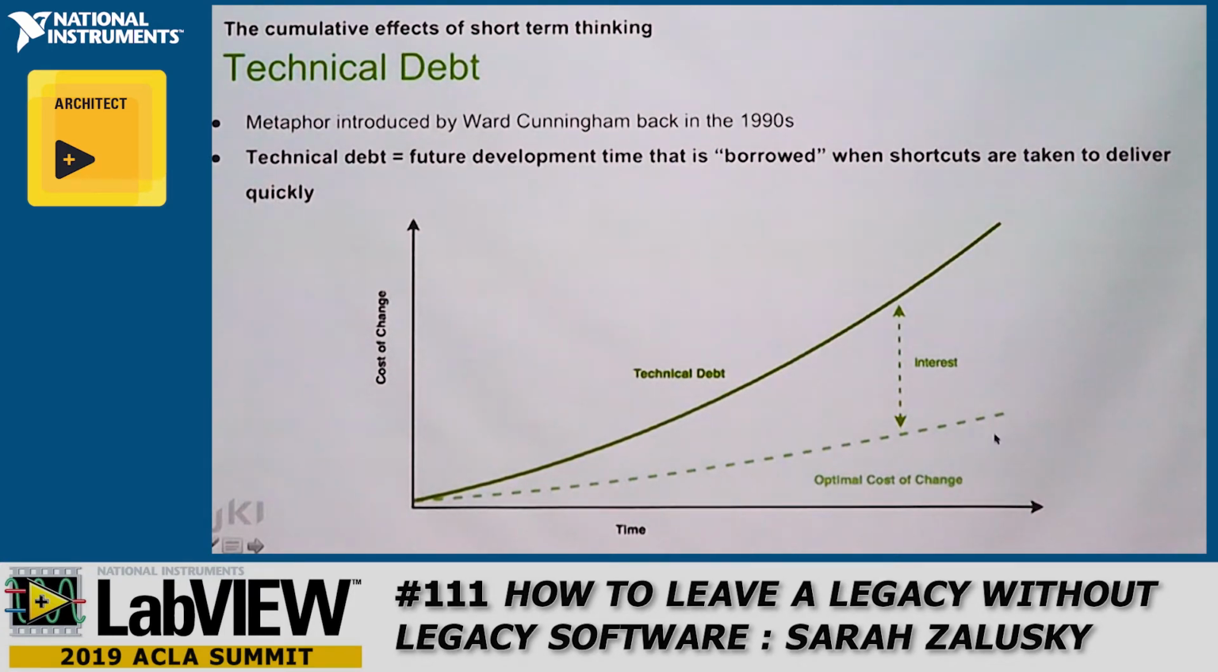We have this lower curve, which is the optimal cost of change. And this is assuming that our code is well factored, it's been well maintained. There's still some increase in complexity over time because we're adding more features to the software. The code base is getting larger. But then this upper curve is what happens when we have accumulation of technical debt. This y-axis is the actual cost of change, and you can see that the actual cost of change increases significantly when we prioritize short-term thinking and we allow our code base to sort of degrade over time. And the difference between the optimal cost of change and the cost of change with technical debt is what we think of as interest.